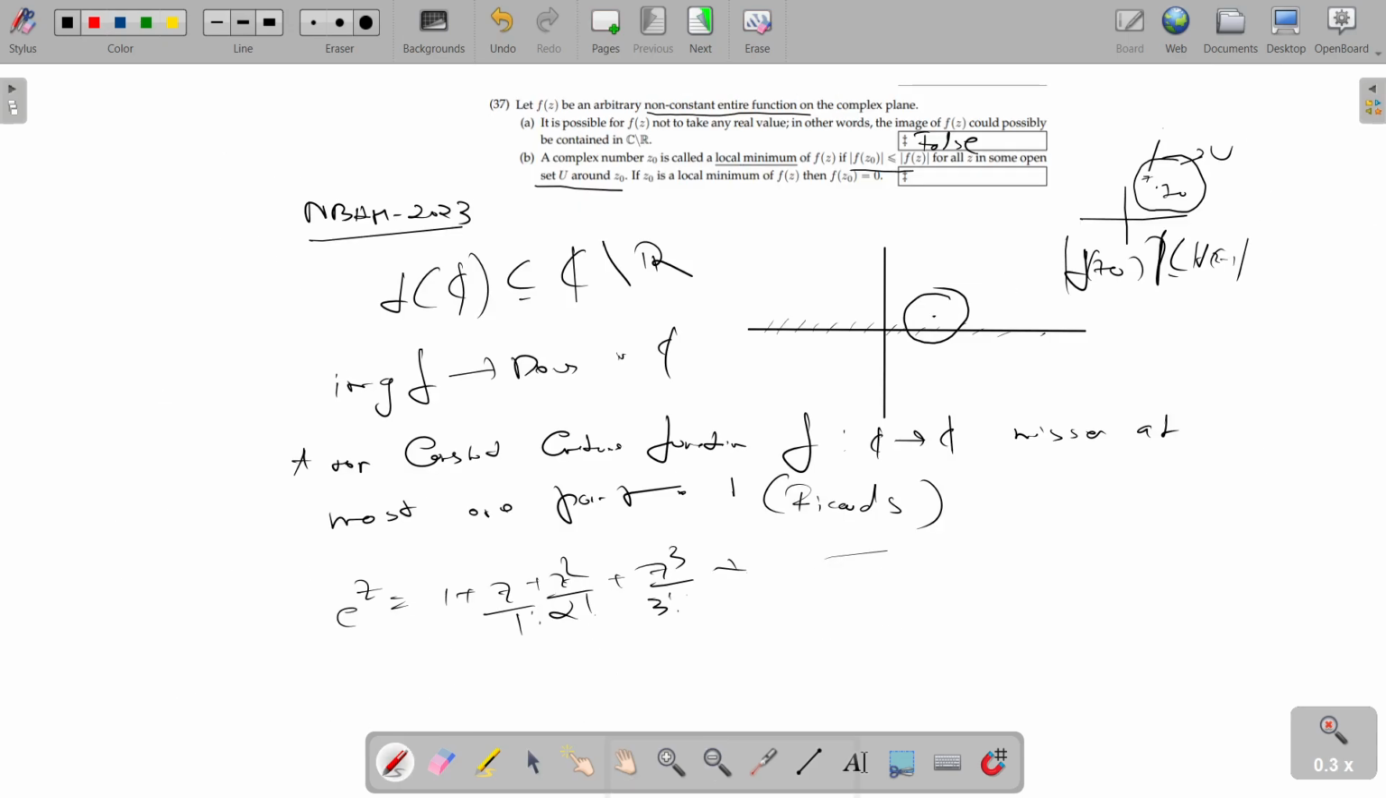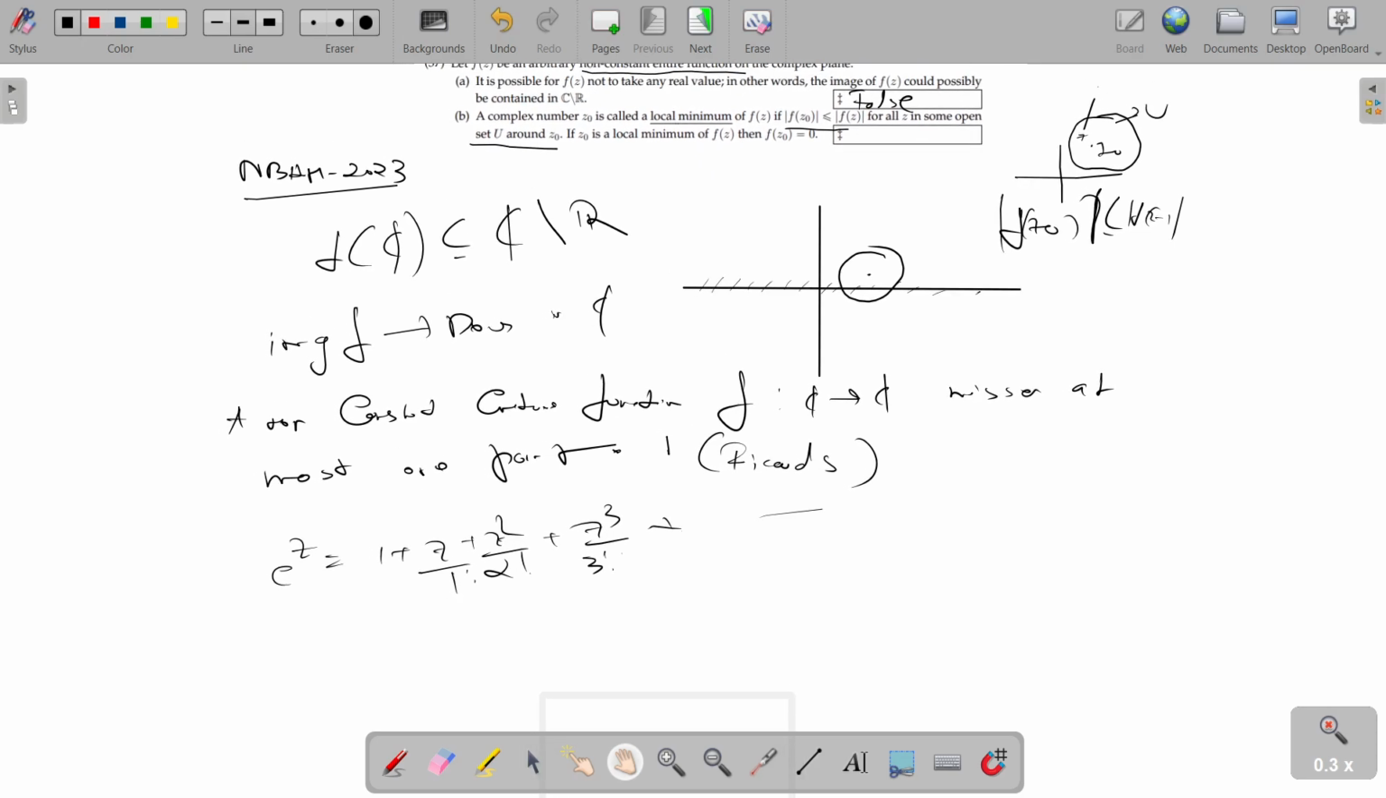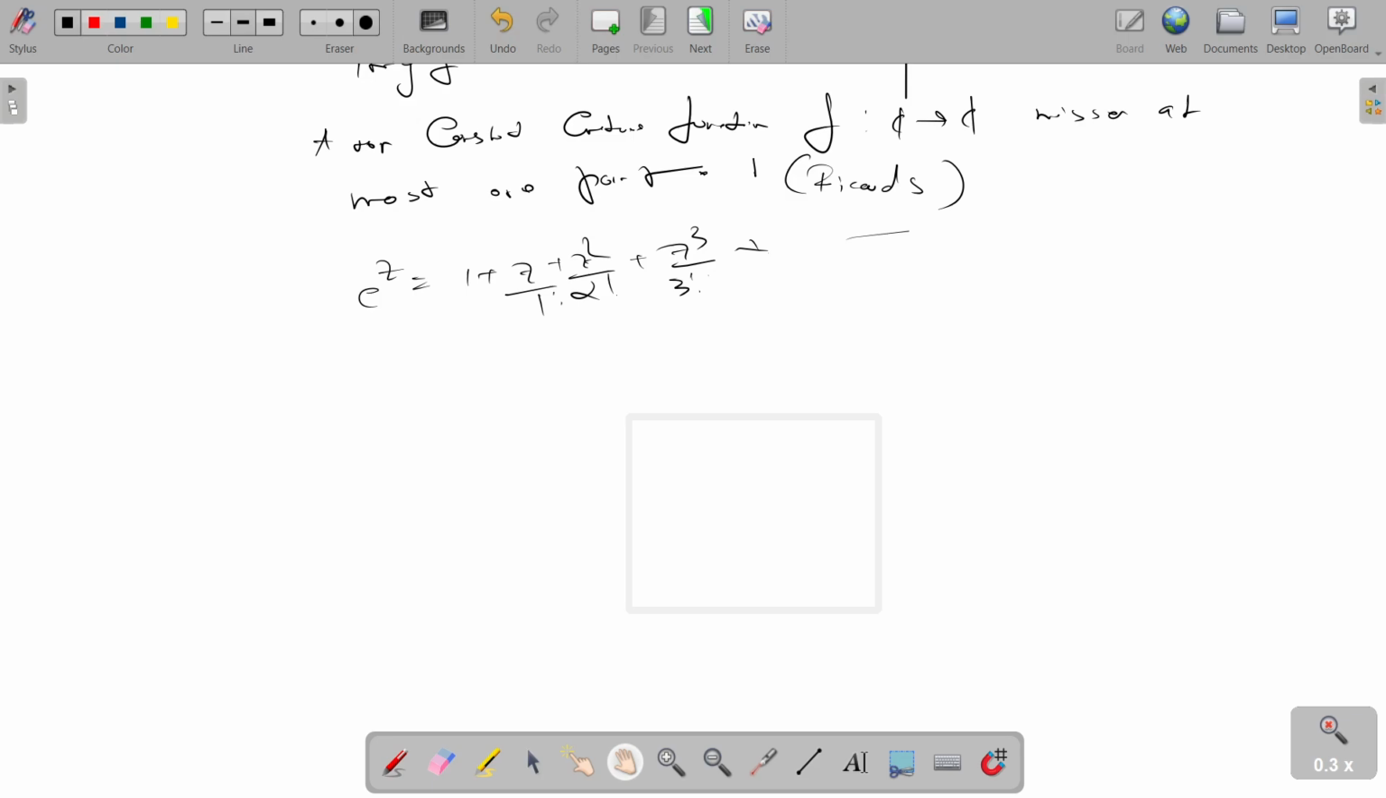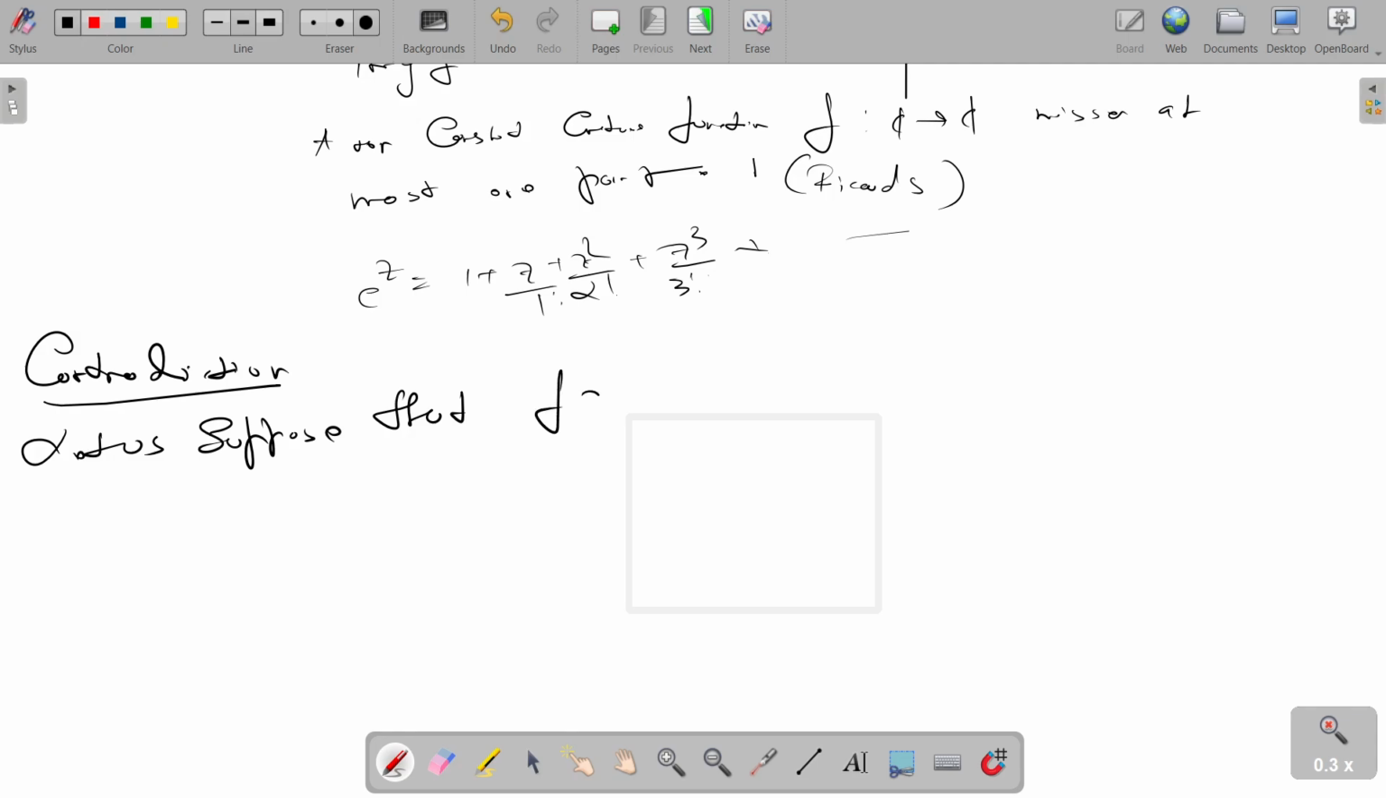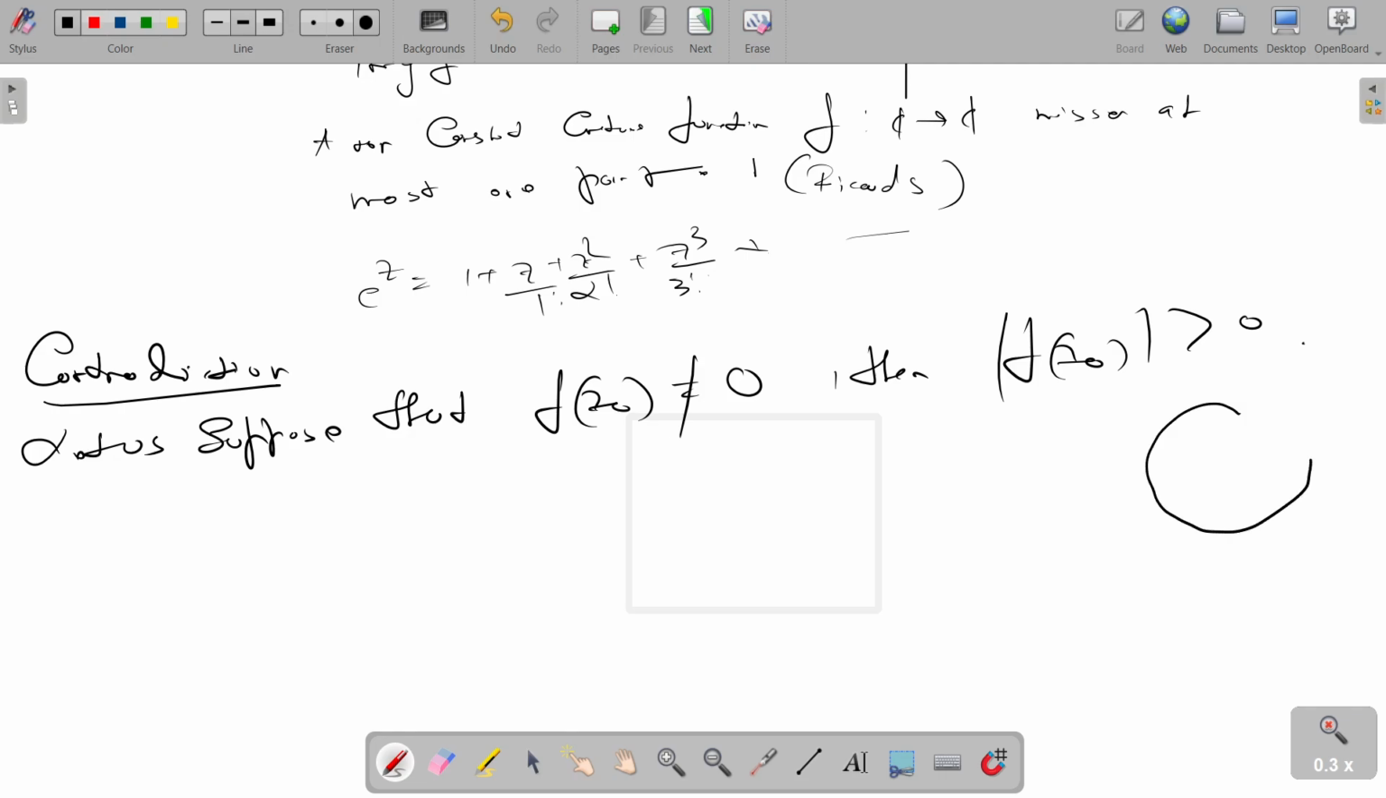So let us suppose, we will try to use contradiction. Let us suppose that f(z naught) is not equal to 0. Then mod of f(z naught) is greater than 0, it will be positive. Since f(z naught) is non-zero, mod f(z naught) is greater than 0. Now, let me just draw this first. So let's say this is U, and this is z naught.